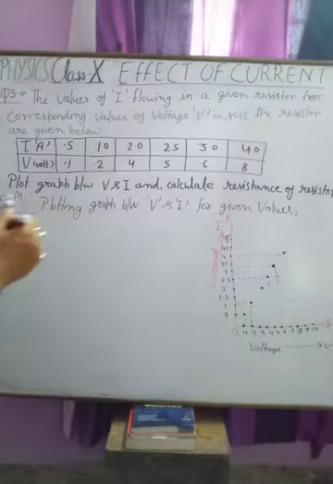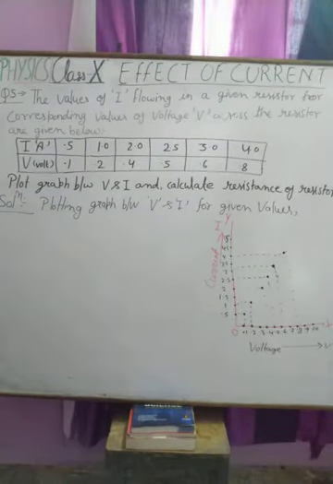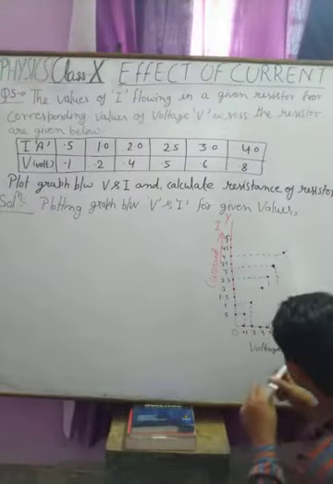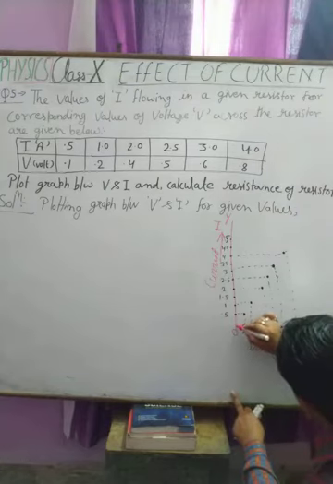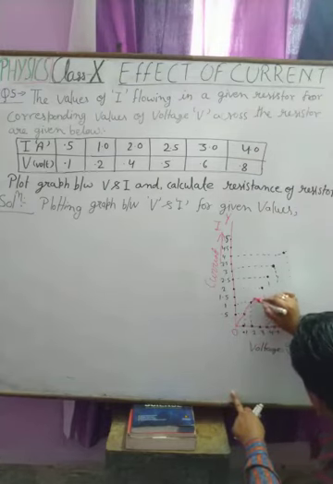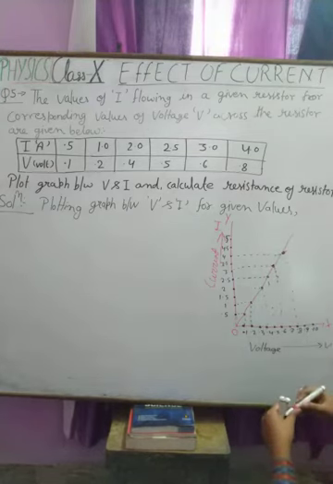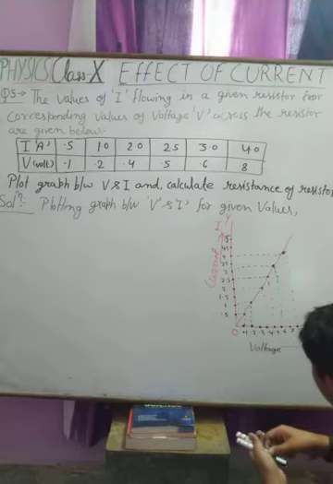When the voltage is 0.8, the current becomes 4 ampere. Okay, now we are joining these points. So we are getting a straight line.